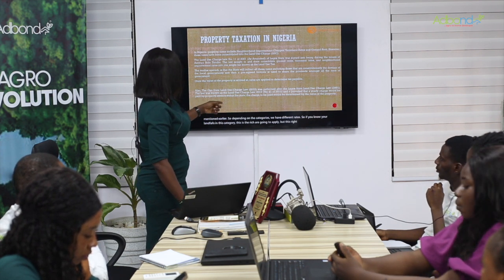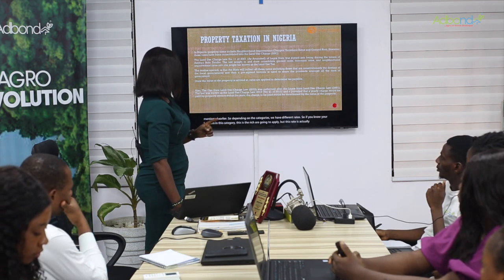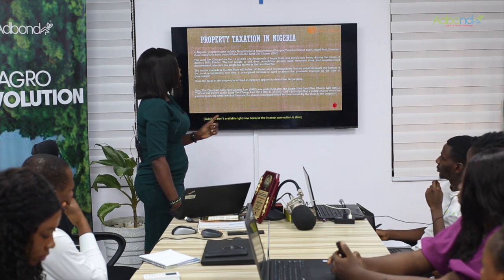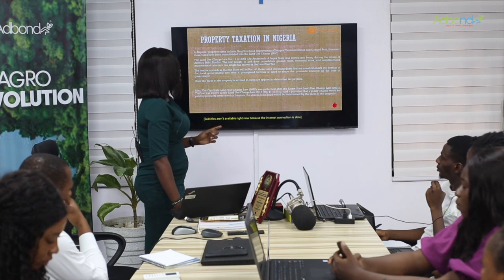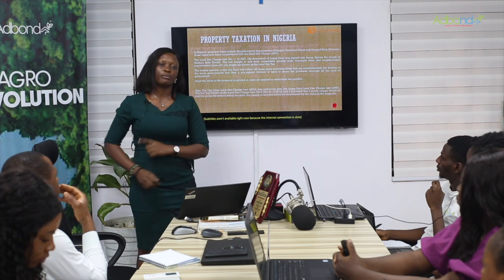Also, the Oyo State Land Use Charge 2012 was patterned after the Lagos State Land Use Charge 2001. The law was known as the Land Use Charge Law 2012, and it provided that a yearly charge will be paid by property owners within the state. The charge to be paid will be determined by the value of the property.